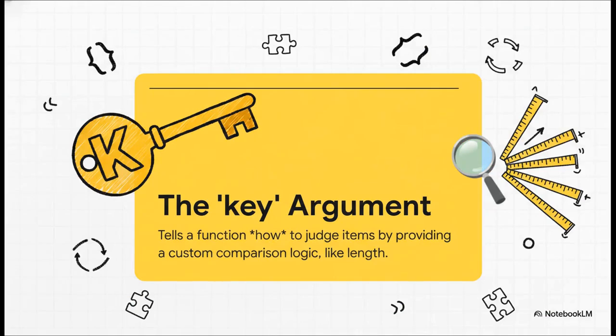So what is this key argument? It is one of the most powerful, flexible tools in your Python toolbox. It's a way for you to give custom instructions to built-in functions like max, min, and sorted. It's like you're handing Python a custom-made measuring tape and saying, here, use this to decide what biggest means.